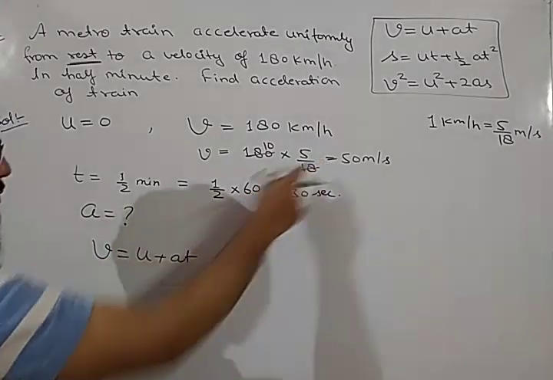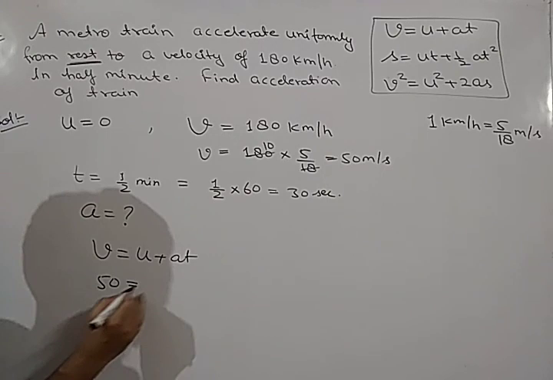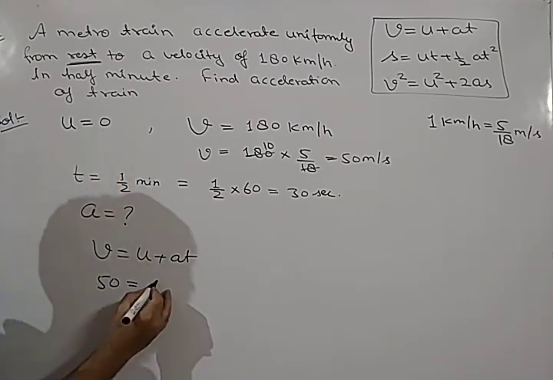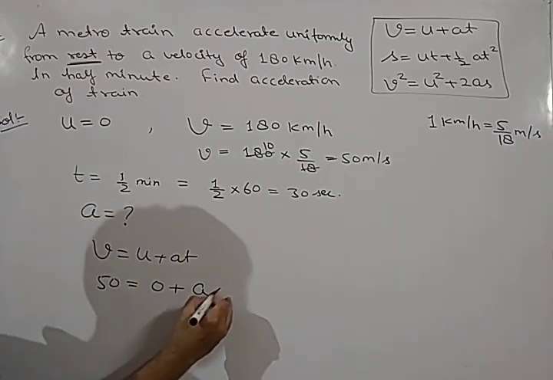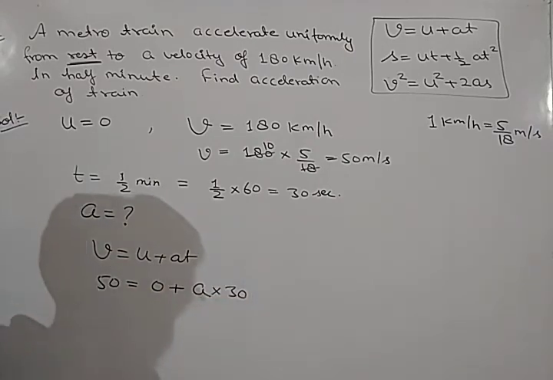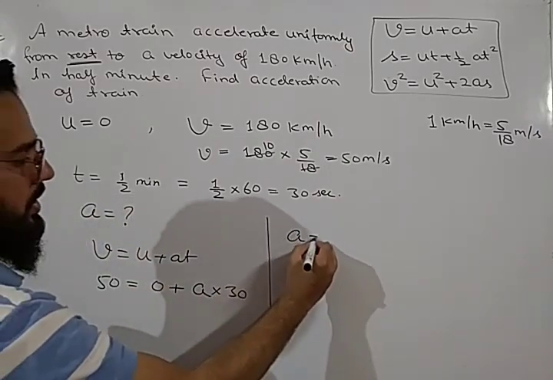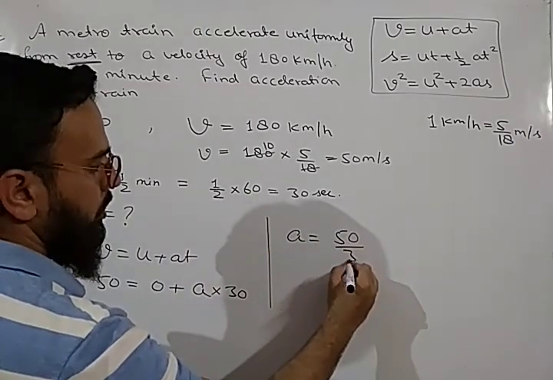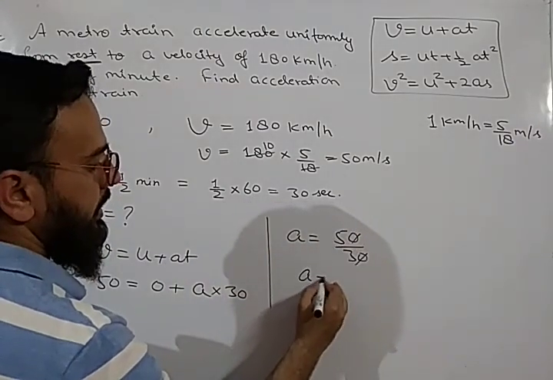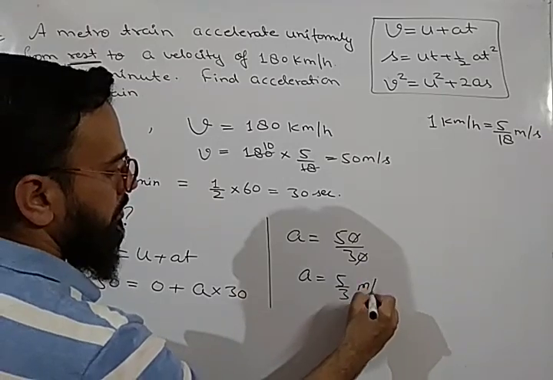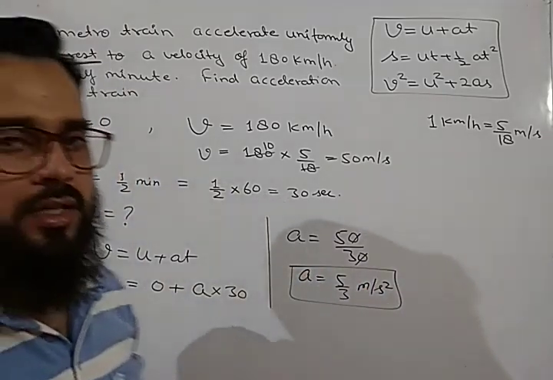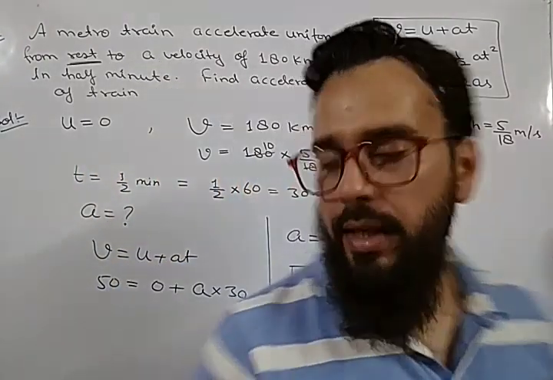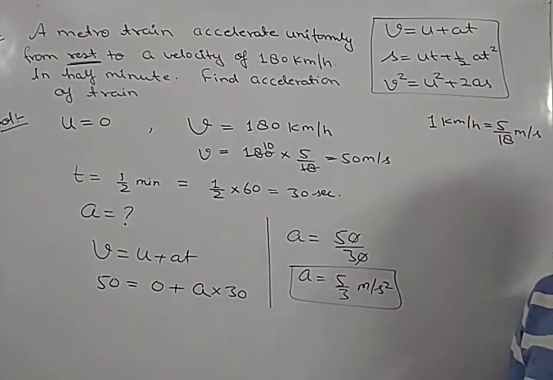What is v? Put the value now. V is 50 is equal to, what is u? U is 0 plus a, which we have to find out, and what is time? It is 30. So now what will be the value of acceleration? Acceleration will be equal to 50 upon 30, or you can write it as 5 by 3 meter per second square. You should remember the units of all the quantities. Unit of velocity is meter per second and unit of acceleration is meter per second square.